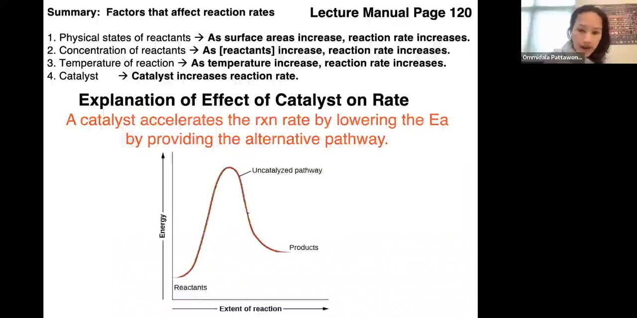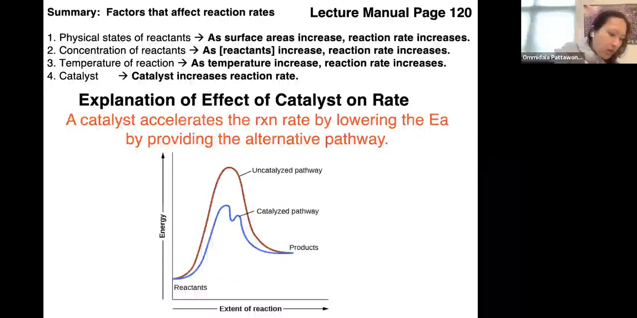This graph right here represents the uncatalyzed pathway. The uncatalyzed pathway has a very, very high activation energy. But when you introduce the catalyst, it will provide an alternative pathway. For example, the uncatalyzed reaction might be a one-step pathway, but the catalyzed reaction might be a two-step or multi-step pathway, and this pathway would yield a lower activation energy. But eventually it needs to lead to the same product. So that's what it means.